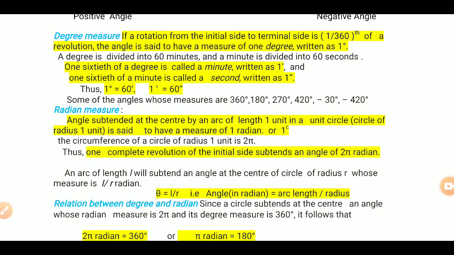We know that the circumference of a circle is 2 pi r. With radius 1, 2 pi into 1 is 2 pi. So the circumference of a unit circle is 2 pi. So one complete revolution of the initial side subtends an angle of 2 pi radian at the center.